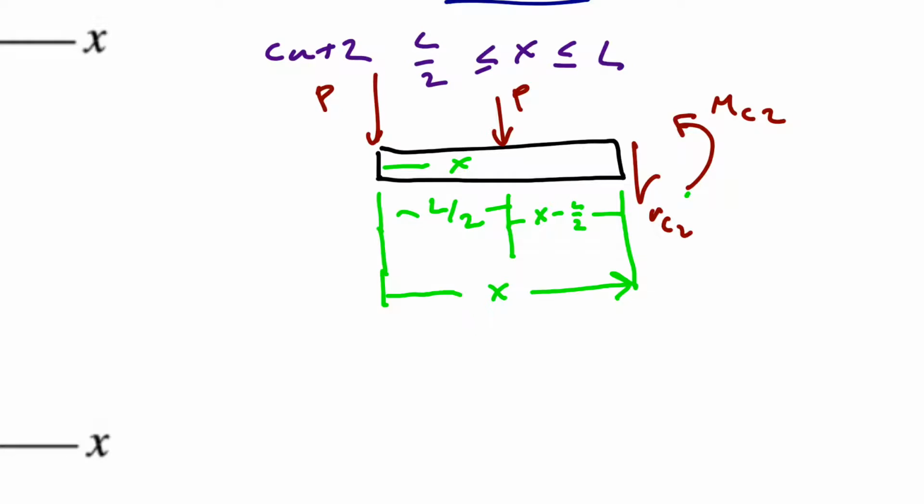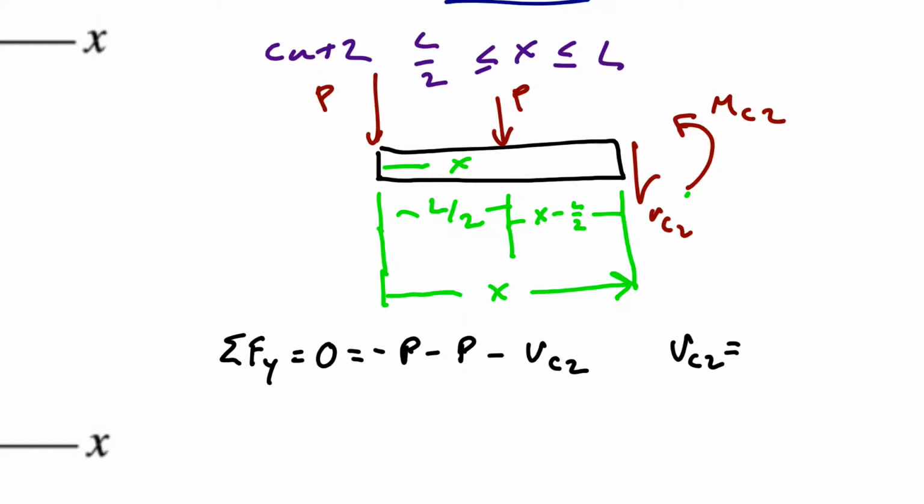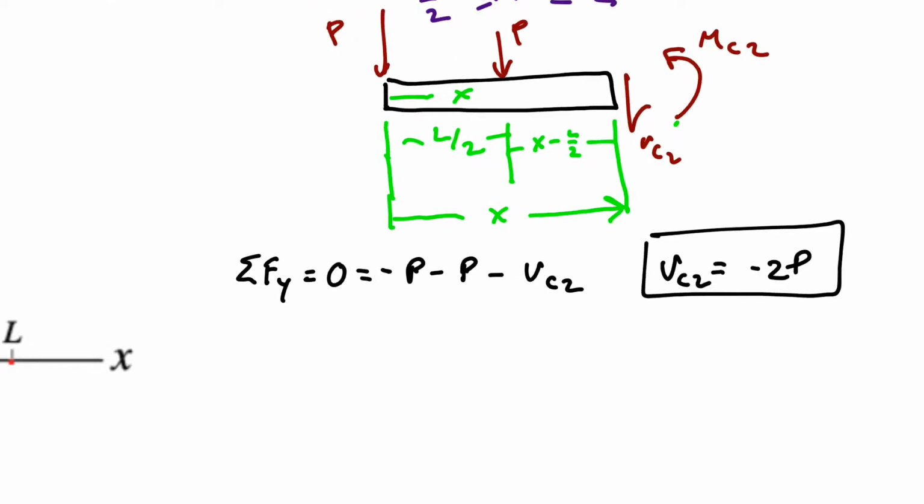The next step that we want to do is sum forces in the y direction on the whole diagram, excuse me. We have A minus P minus VC2. That gives us VC2 equal to A minus 2P. So there's one equation, our function of x for the shear.